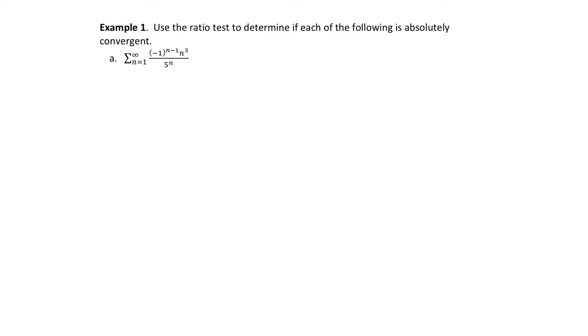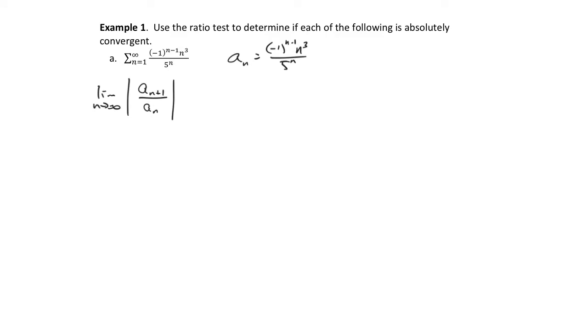We're going to look at several examples here. We're going to use the ratio test to determine if this series is absolutely convergent. So in our case, a sub n is equal to negative 1 to the n minus 1, n cubed over 5 to the nth. We want to look at the limit as n goes to infinity of the absolute value of a sub n plus 1 divided by a sub n, and see what that is.